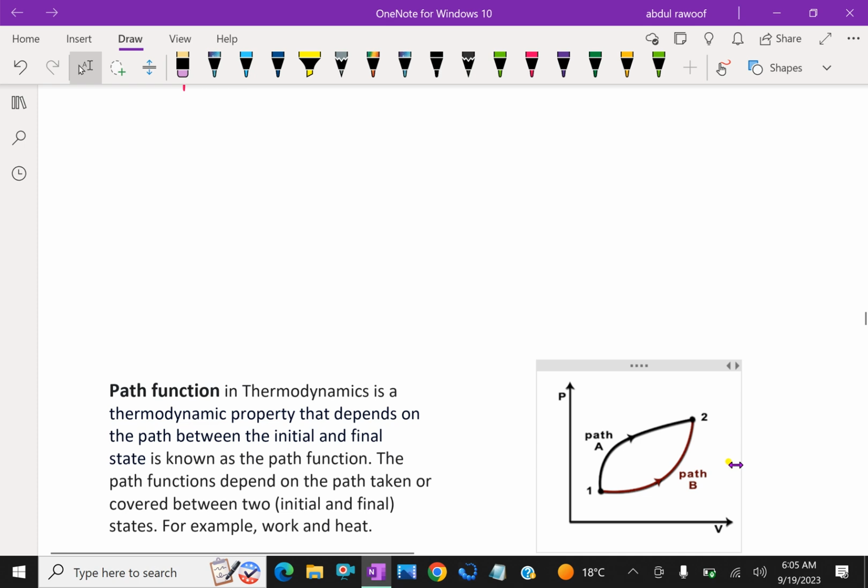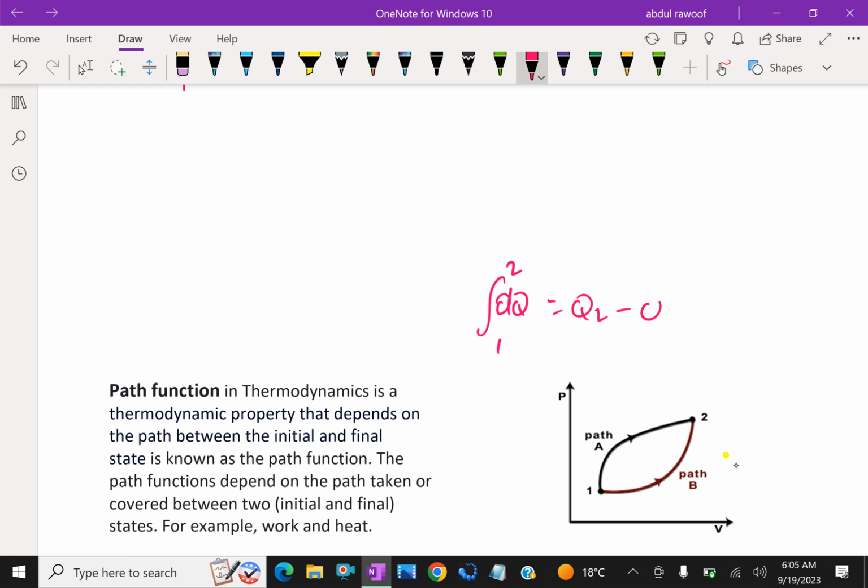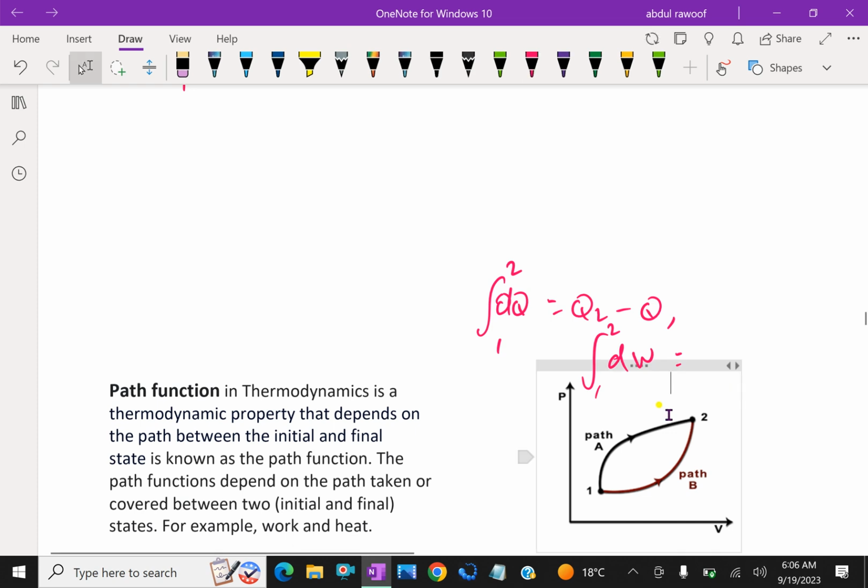Here for a path function, look here, the integral of dQ, the change in heat from 1 to 2, gives Q2 minus Q1. Similarly, work done, the integral of dW from 1 to 2, gives W2 minus W1.